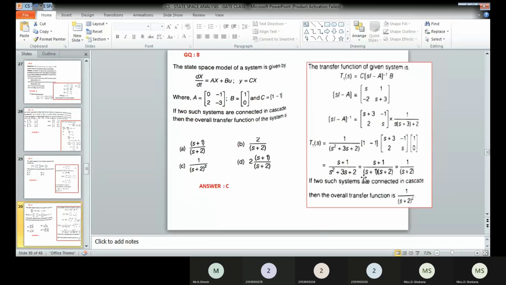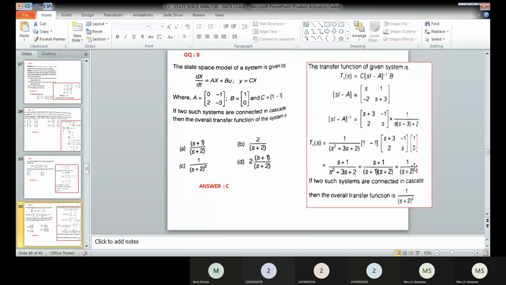Then the state space model of a system is given by dx divided by dt equal to Ax plus Bu, y equal to C into x. Here we have to determine the overall transfer function. Obviously it is a 2 cross 2 matrix, so it is very simple to determine the transfer function. As usual, C into sI minus A the whole inverse dot B. The same method you have to follow.